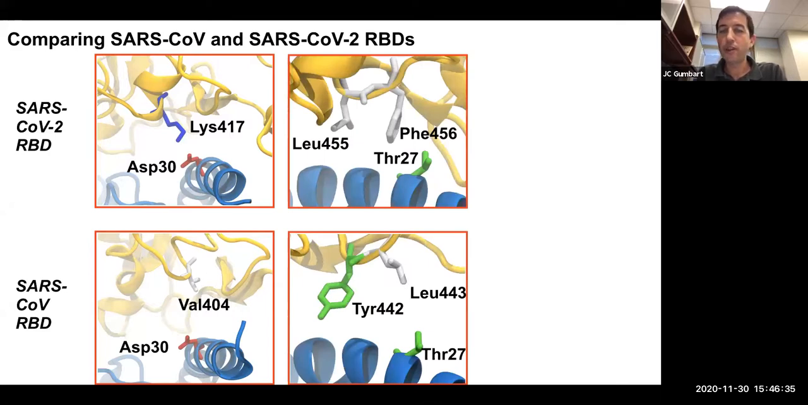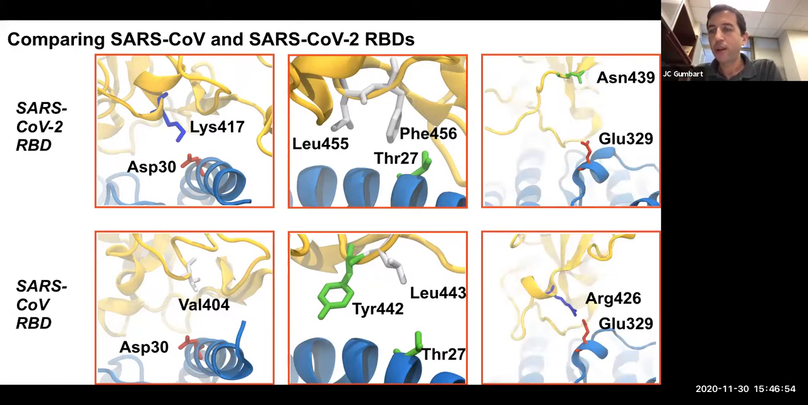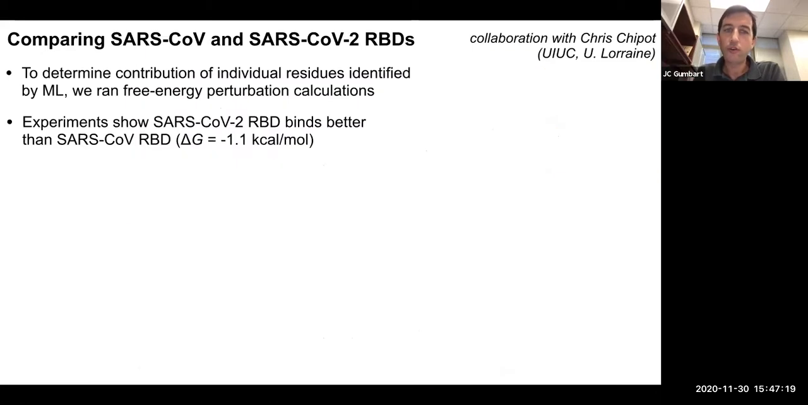Similarly, another one picked out as high importance was leucine 455 and phenylalanine 456. These form a hydrophobic interaction with a residue on ACE2, and we see that this is mostly lost in SARS-CoV-1. To contrast that, as another example, asparagine 439 in SARS-CoV-2 doesn't form an interaction, but in SARS-CoV-1 it actually forms a salt bridge with a glutamate in ACE2. So the machine learning drew our attention to very specific interactions that are distinct in one versus the other. To try to quantify this better, we turn to free energy perturbation.